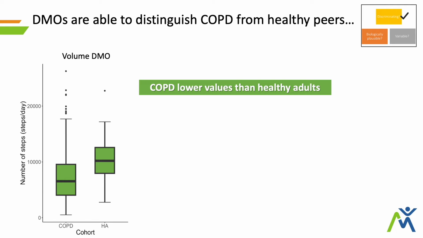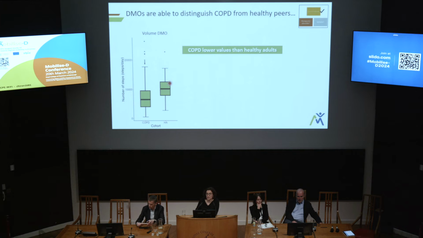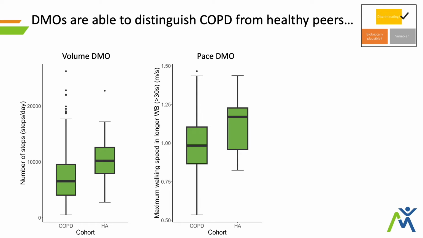We found that people with COPD have a lower number of steps than healthy adults. This is something that we know from the literature, from different tools, right? And the fact that we find it here is a proof that these DMOs are measuring what we want them to measure. We have also found a difference in real-world walking speed in COPD in comparison to healthy adults. This was not known, but it makes sense.